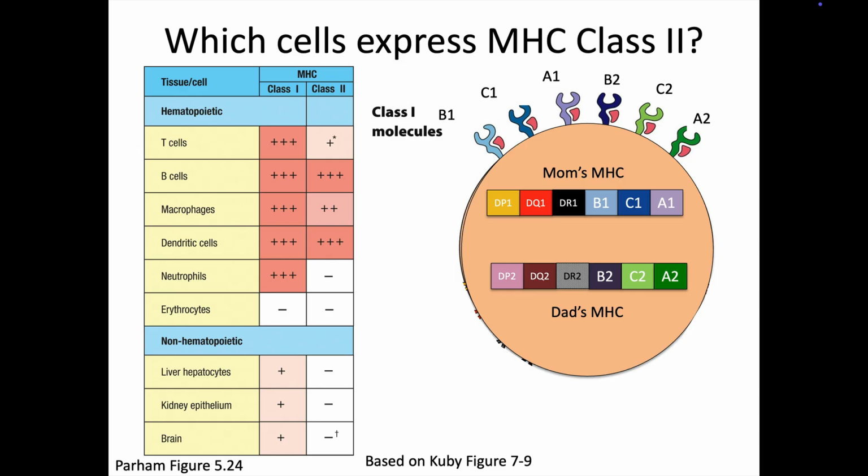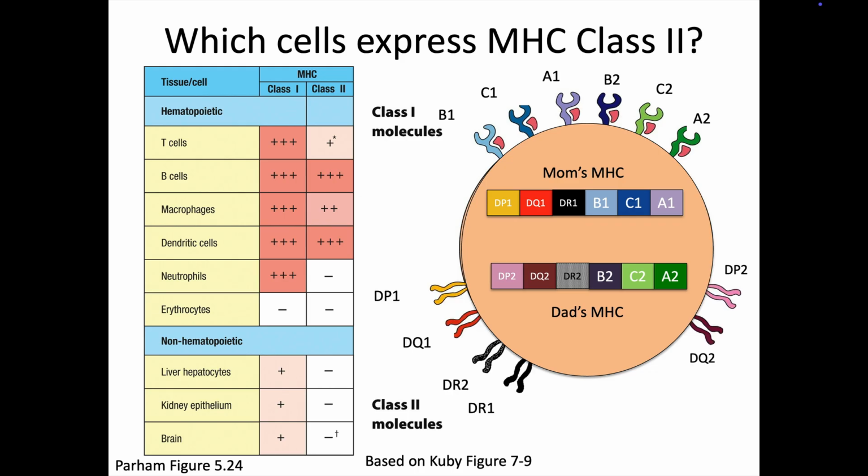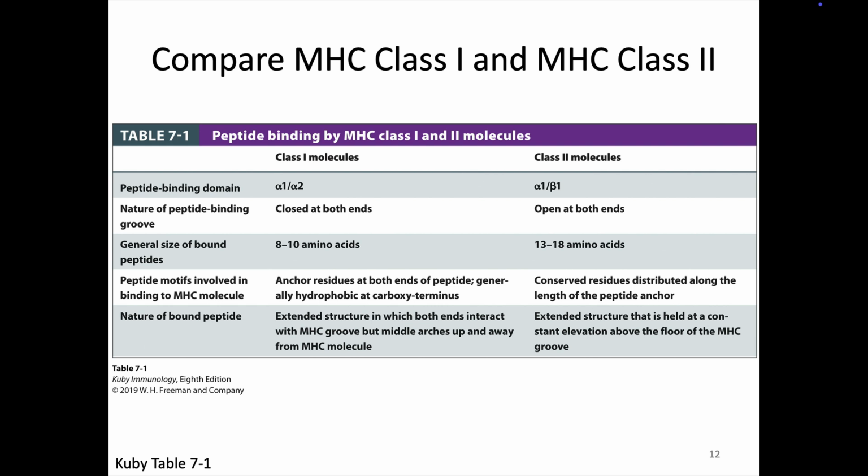So again, if I looked at any cell of your body, it would have the class 1 molecules on the surface, but not the class 2. But if I looked at a dendritic cell, B cell, or macrophage, it would have both all the class 1s and all the class 2s codominantly expressed and presenting on that cell.